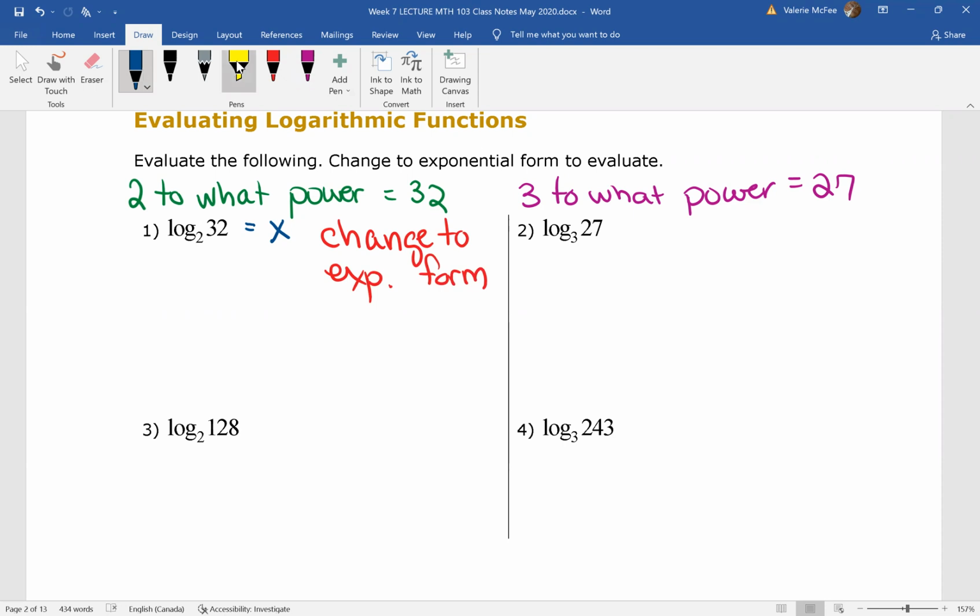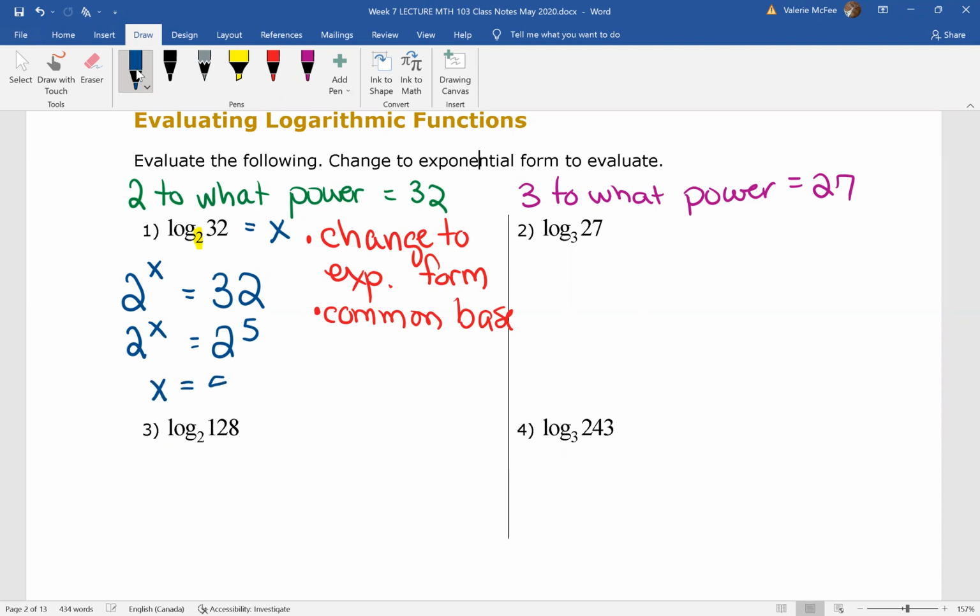All right, the bases are the same. So we have a base 2. The answer to a log is the exponent, and then we have 32. We were solving these last week. We just need to find a common base. X equals 5. Why don't you answer questions 2 and 3 and 4?